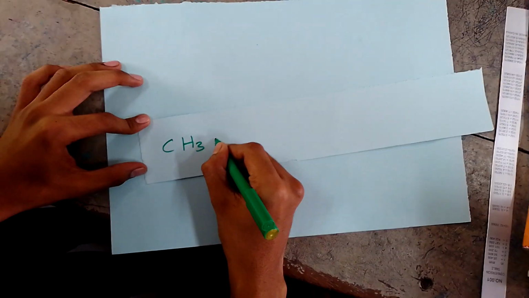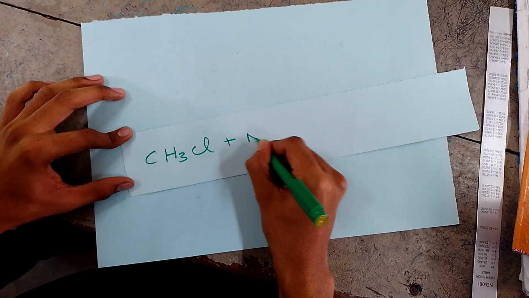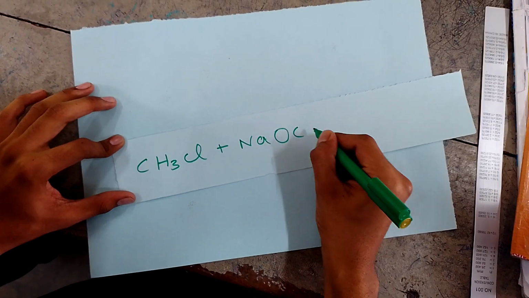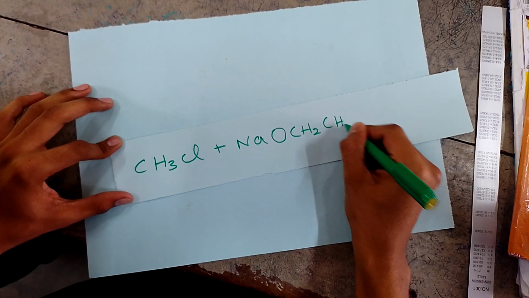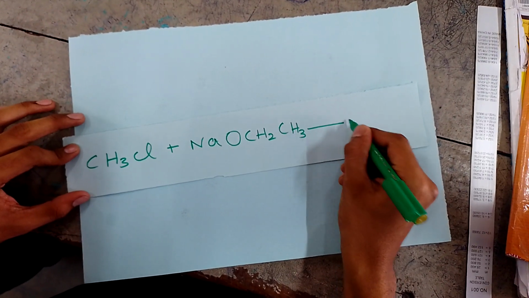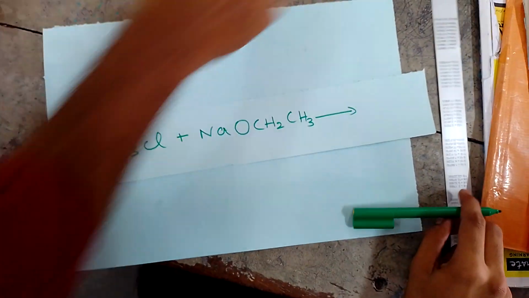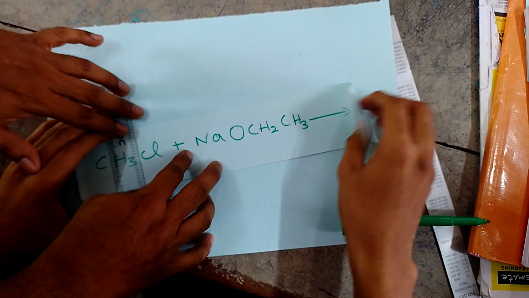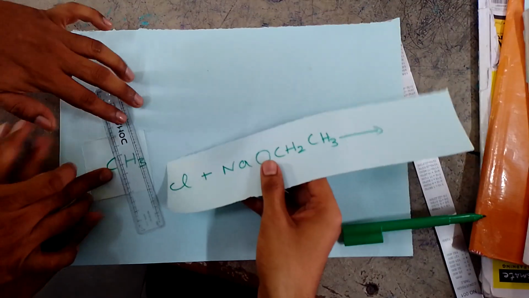This is a second example for Williamson ether synthesis, in which we are going to prepare an unsymmetrical ether, CH2CH3, arrow mark. Now here the bond breaks between the halogen and the alkyl group. The alkyl group comes off.